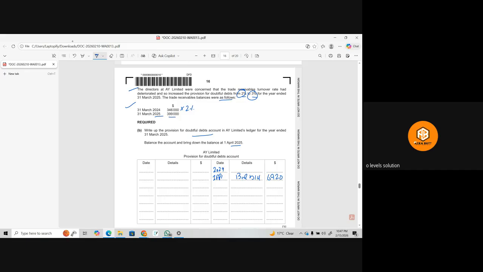Now we have to multiply this with the 3%, so you will get the provision for doubtful debt for the year end. You need 11,970. As you can see, it has increased, so you have to see by how much amount it has increased. 5,050.